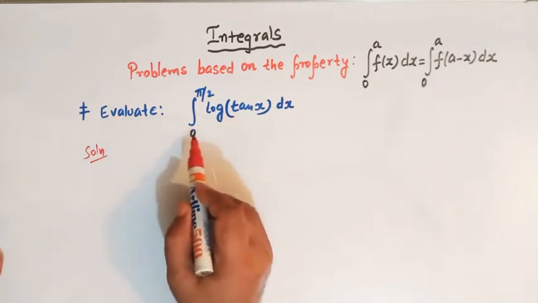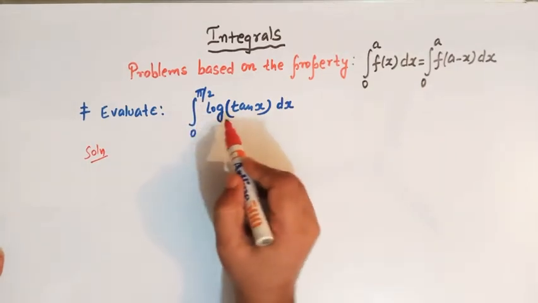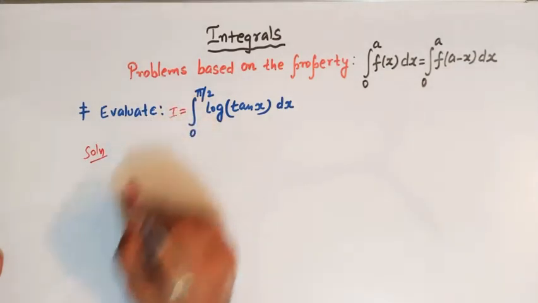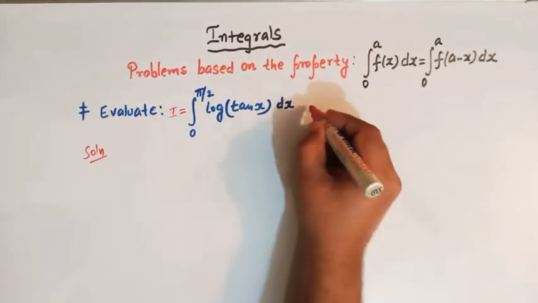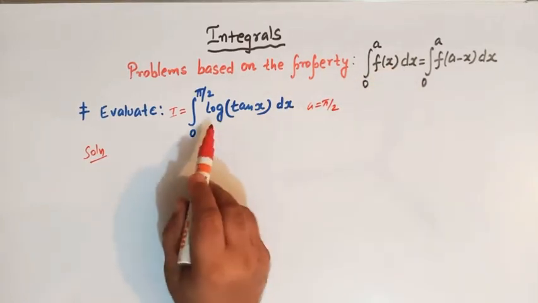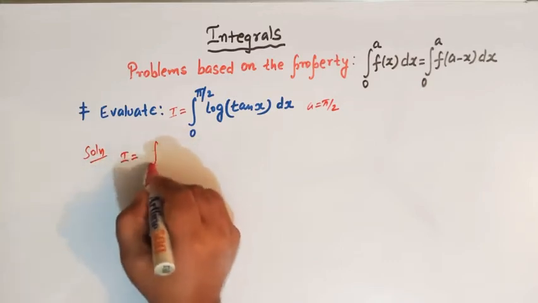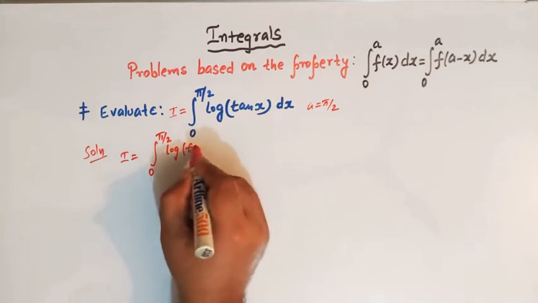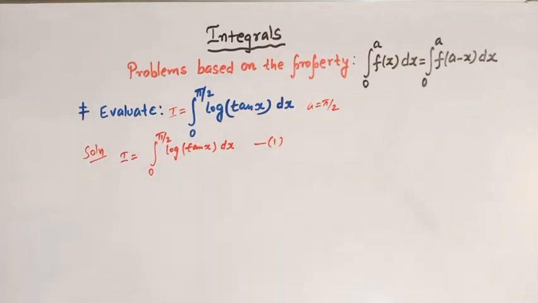Here we have to evaluate this definite integral from 0 to pi by 2 of log tan x, right? Suppose let us call this integral I. Now here the value of a is pi by 2, and let us apply this property to this problem. So I is integral from 0 to pi by 2 of log tan x dx, right? And let us say this is equation 1.